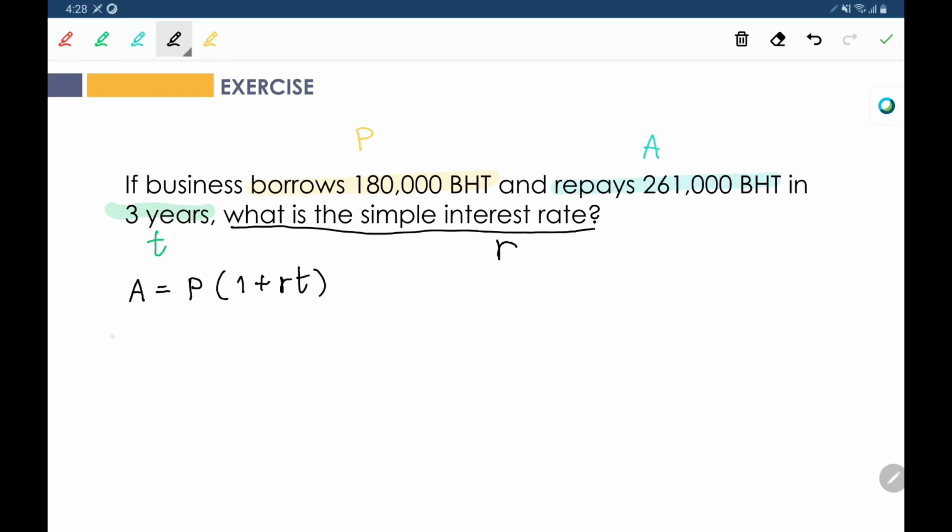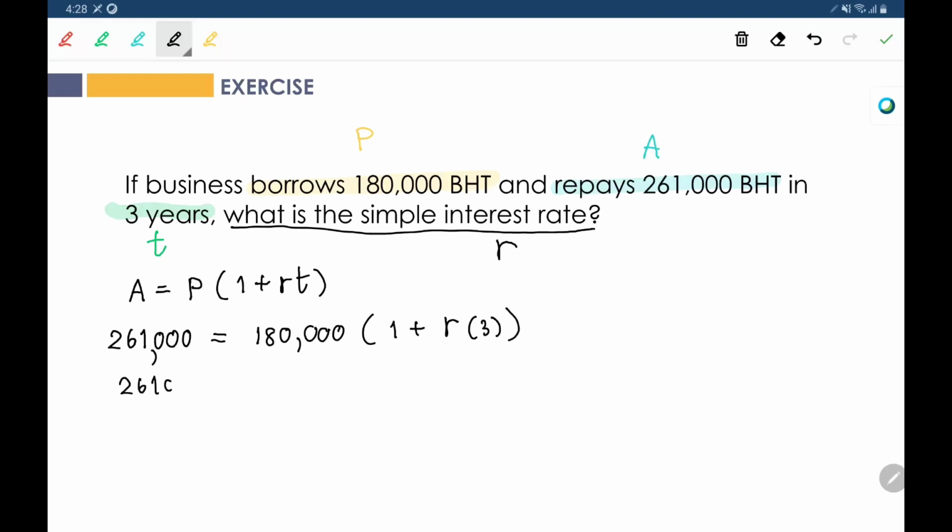Your future value is 261,000, and the principal is 180,000 times 1 plus R. R is the thing that we want to know, right? T is 3 years. And this is a simple equation. You can solve for R.